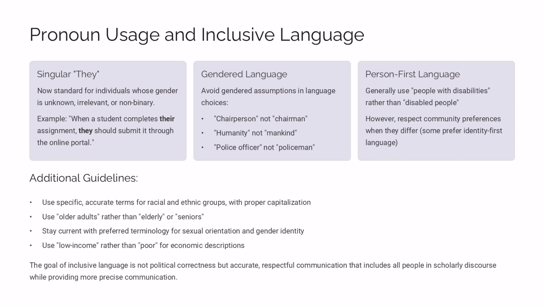When writing about specific individuals, use the pronouns they prefer. If you're unsure about someone's pronouns, use their name or ask respectfully. In research contexts, consider asking participants about their preferred pronouns as part of demographic data collection, recognizing that this information helps you write about your research respectfully and accurately.